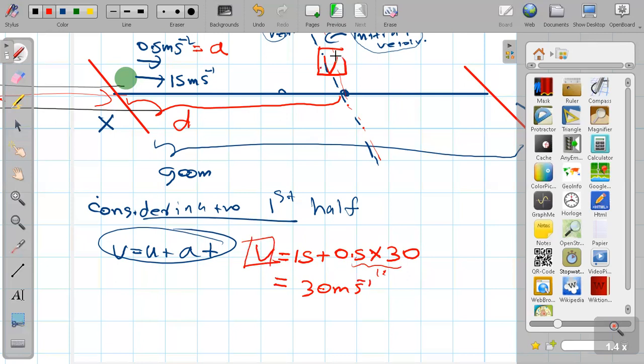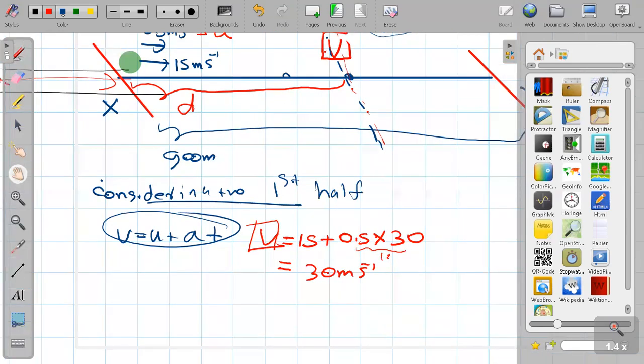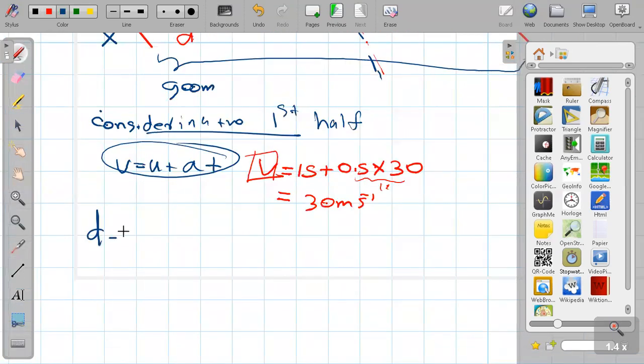initial velocity. Remember that the second half is now about to start. So now you have to find the distance d, the unknown distance. What should you use? You can use this equation, s equals ut plus half at squared.